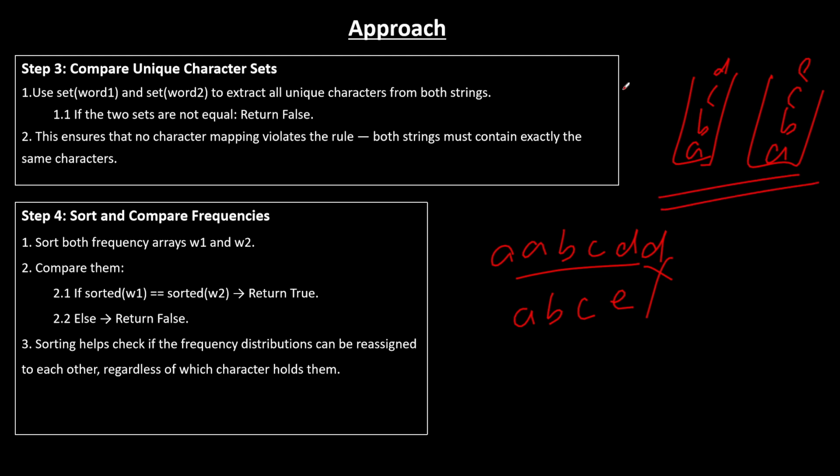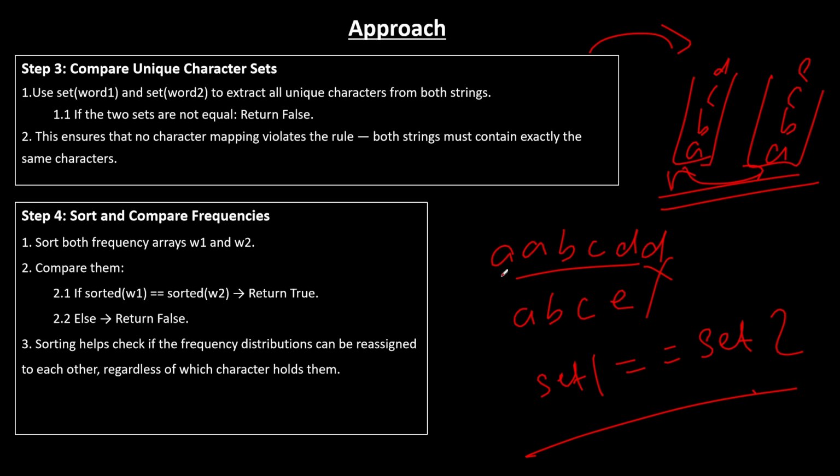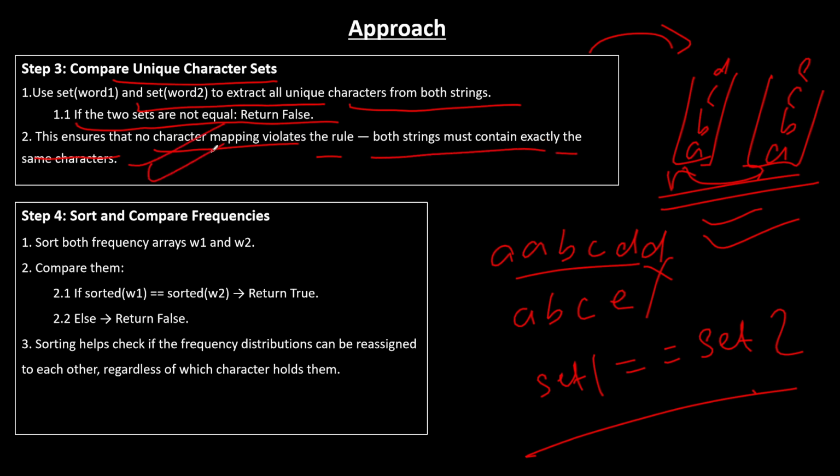After storing the values in the set, we check if set1 equals set2. If both the sets are equal, it means we are done with two things: the length is done and the characters in both the words are the same. As you can see here, compare the unique character set. This is step 3. If the sets are not equal, return false. This ensures that no character mapping violates the rule. Both strings must contain exactly the same characters.